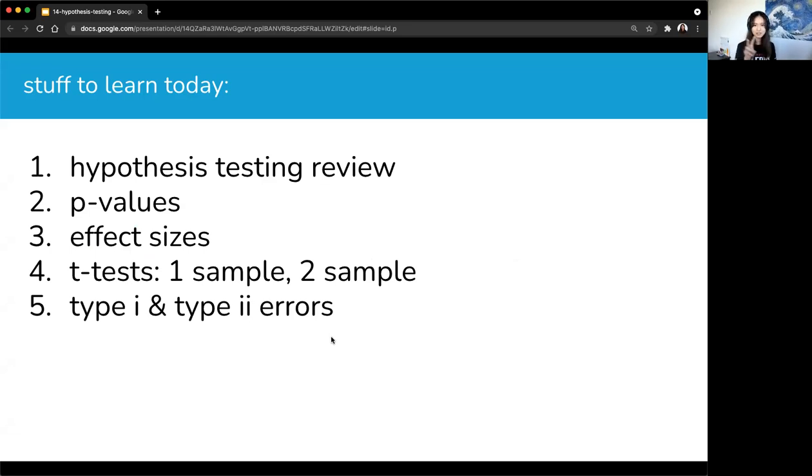We're going to do two kinds of t-tests, the one-sample t-test and the two-sample t-test. And then we're going to talk about type 1 and type 2 errors, and these will all come together pretty nicely tomorrow when we talk about statistical power and ANOVA.